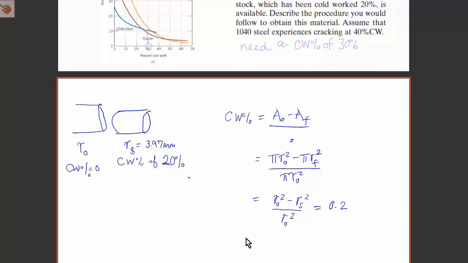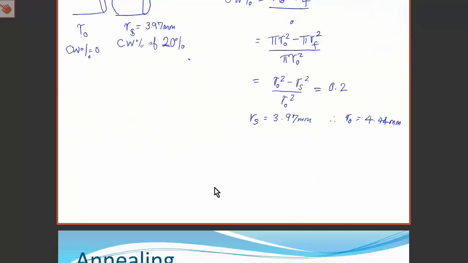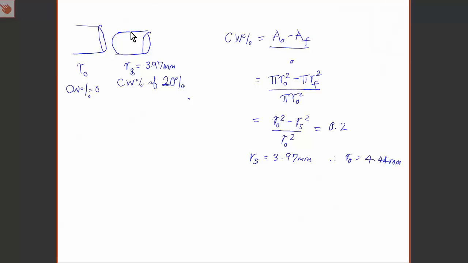If we plug in the values that Rs is equal to 3.97 millimeters and solve for R naught, we get R sub naught is equal to 4.44 millimeters. Okay, so now we know what the original diameter of the material was before it was cold worked and then supplied. So the material is supplied at the metal yard in the cold work state.